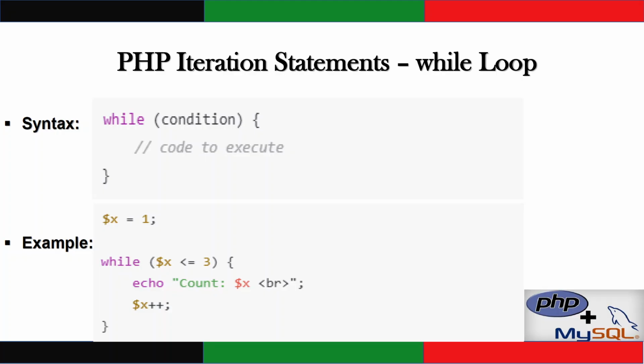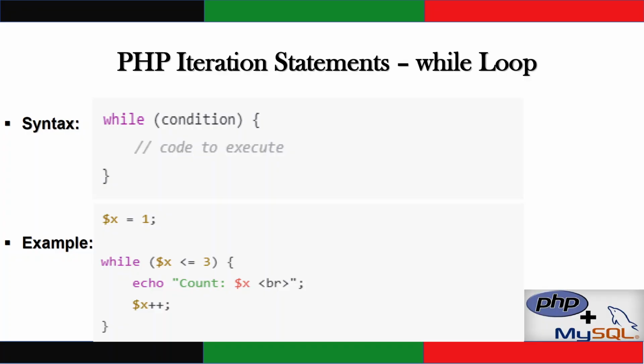We say while, then the condition, and then the body of the while loop, where we put the code that we are going to run while the condition is still true. The code inside the opening and closing curly brackets is what we are going to keep repeating as long as the condition is true. So we need to always make sure that we find a way of making the condition false.